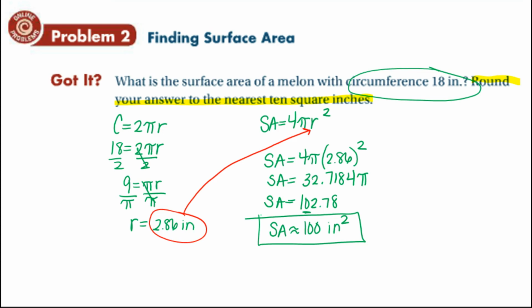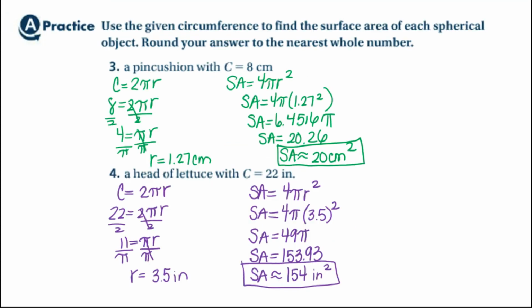All right, so in your book, questions 3 and 4 as a group. All right, let's go over the answers to questions 3 and 4. So in number 3, we had a pin cushion with a circumference of 8 centimeters. And if we work our way backwards, I got a radius of approximately 1.27. Our answers could be slightly off if we rounded a little differently, so your answer should be ballpark.